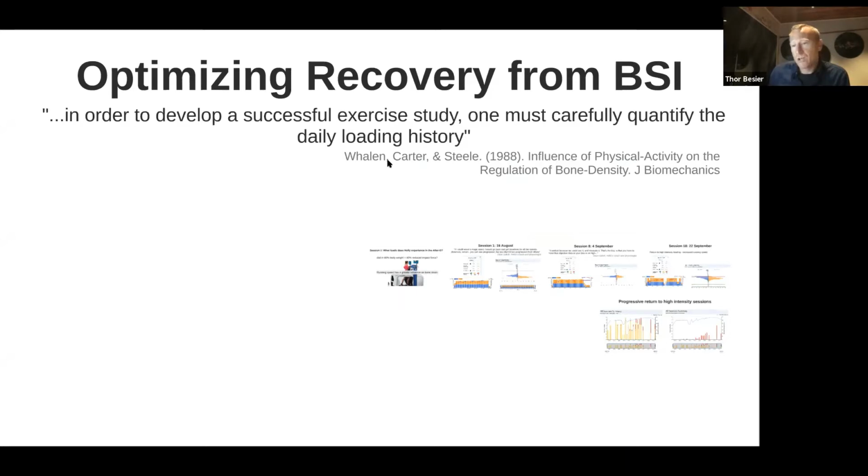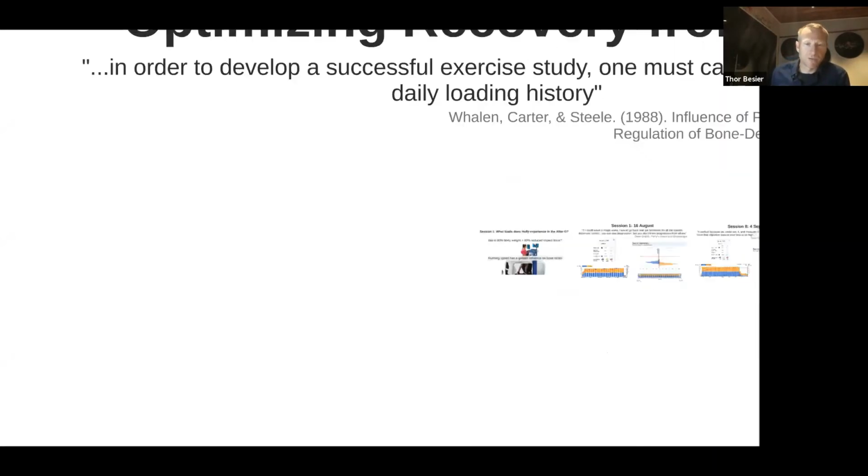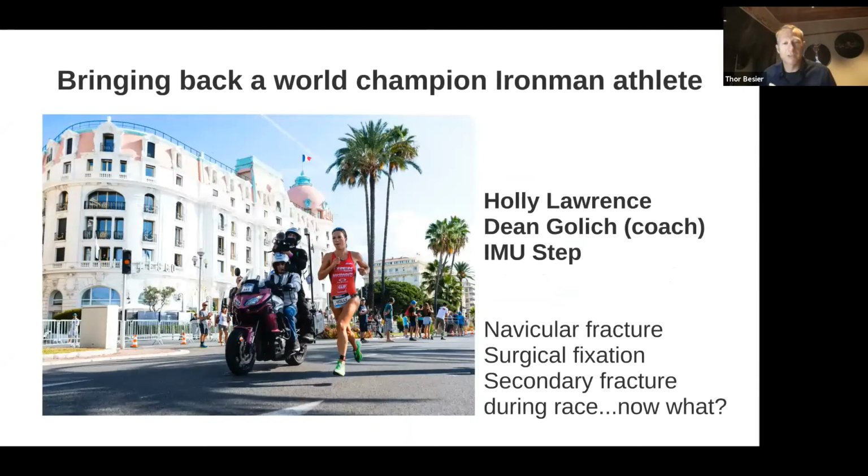And what we learn also is if we really want to develop a successful rehab and optimize rehab, we also need to carefully understand the daily load history. And the first thing we need to do, of course, is measure and quantify these loads.